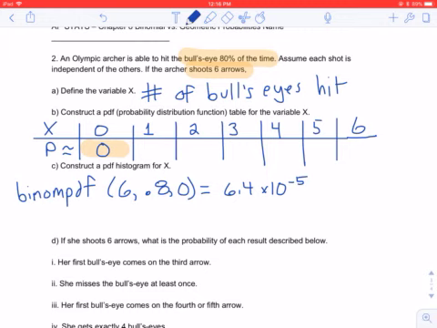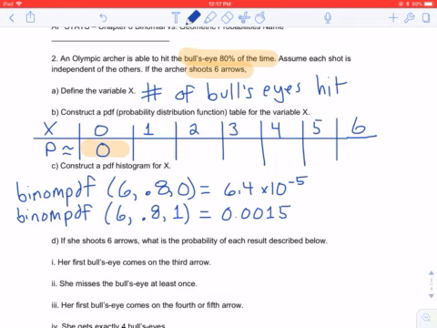Then I'm going to do binom PDF to figure out the probability of me only hitting it once. I'm going to use the same function here. I'm going to try it 6 times, still a 0.8 probability, and I'm doing it once. When I plug that in, I'm going to get a small number, 0.0015. That's what you should be getting too. So in this box here, I'm going to put 0.0015. And I would proceed to do that for every possibility here.